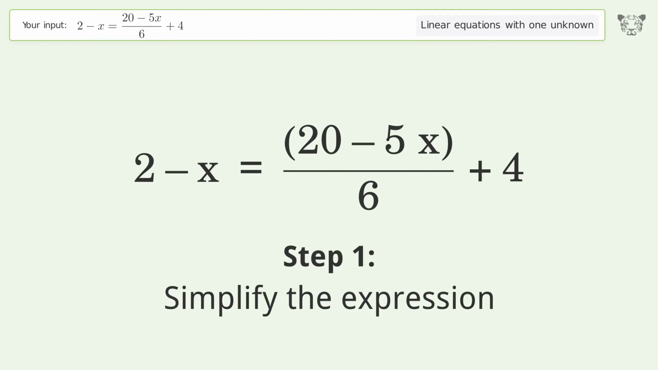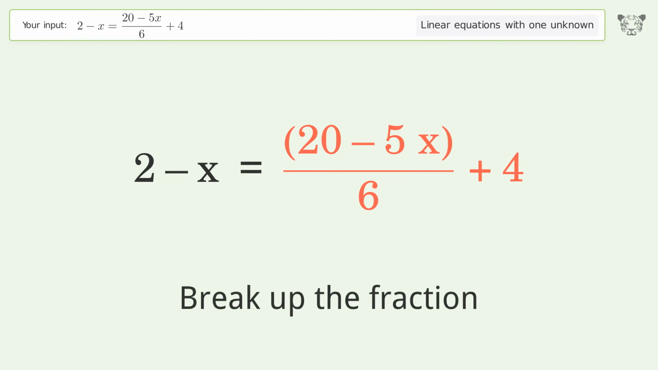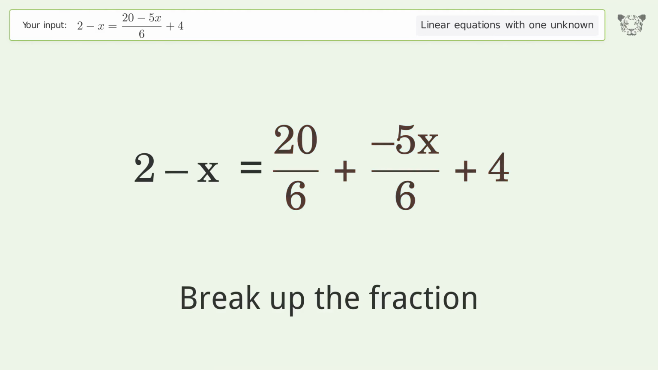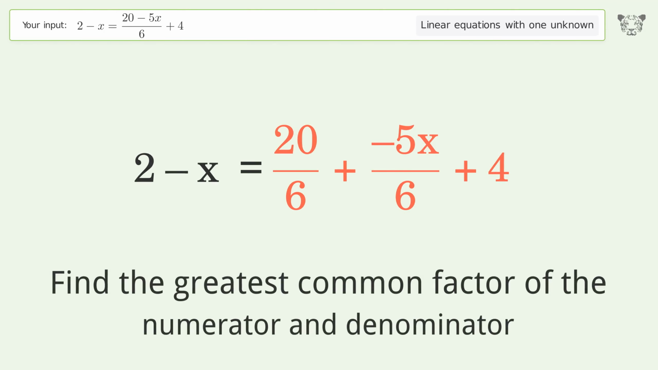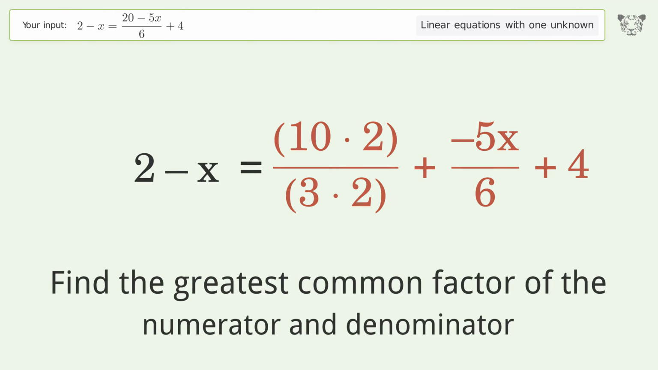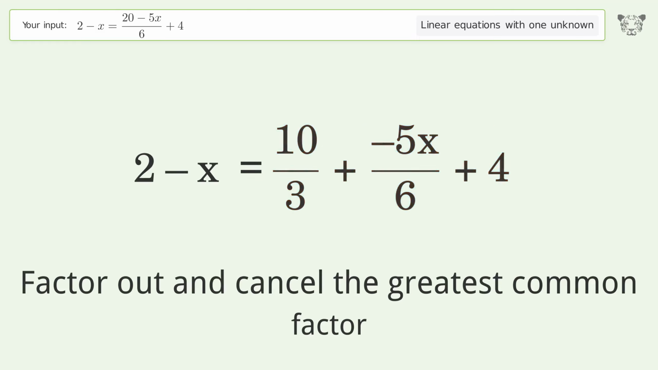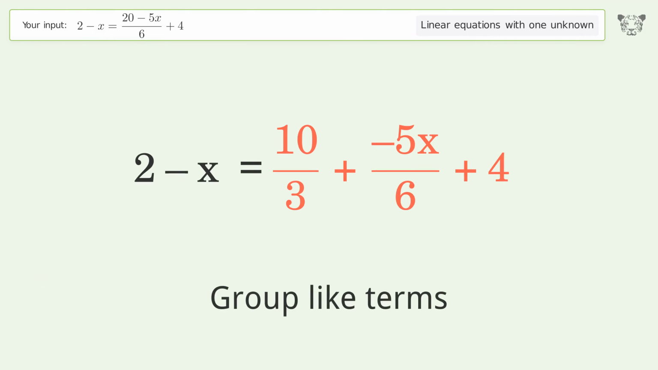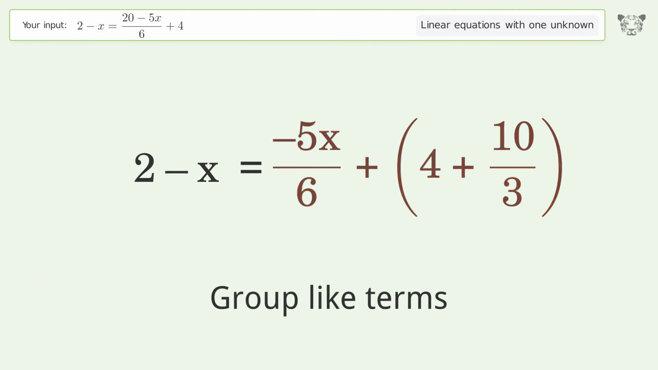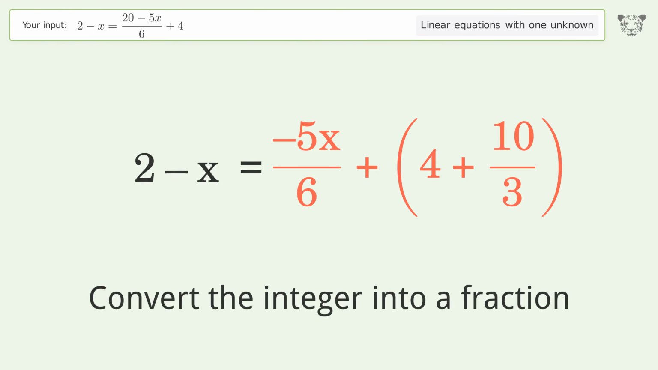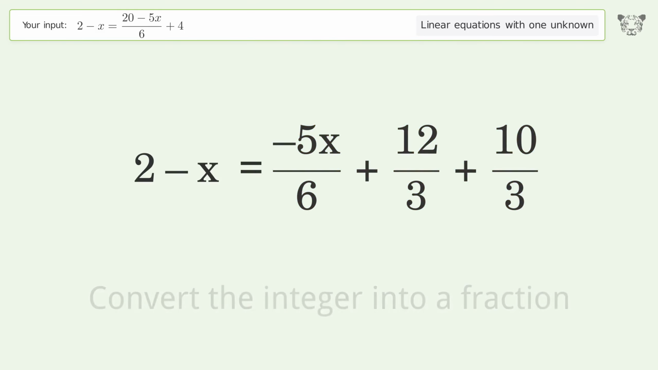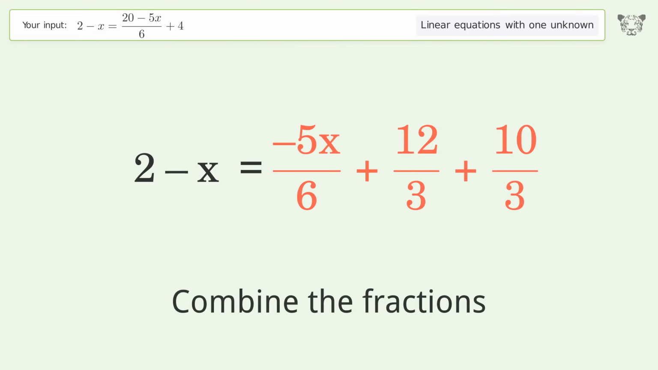Simplify the expression. Break up the fraction. Find the greatest common factor of the numerator and denominator. Factor out and cancel the greatest common factor. Group like terms. Convert the integer into a fraction. Combine the fractions.